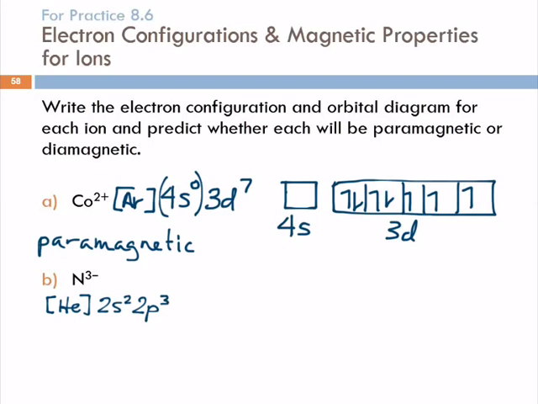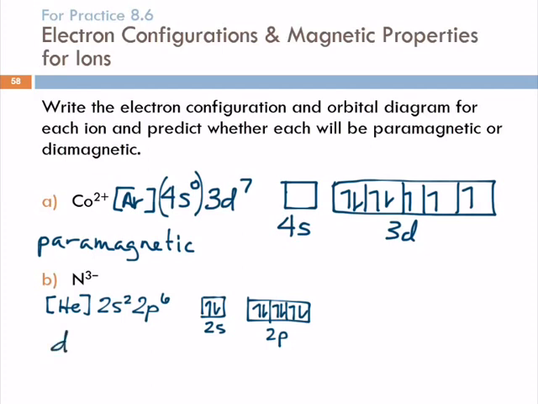So that's nitrogen. The 3 minus charge says we've added 3 electrons, right? So this 3 becomes a 6. So there's the electron configuration for nitrogen. Let's draw the orbital diagram. There's 2s, and here's 2p. We've got 2 electrons in there, and 1, 2, 3, 4, 5, 6 electrons in there. Are there any unpaired electrons? No. They're all paired.